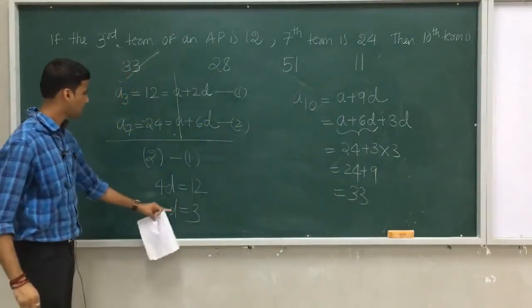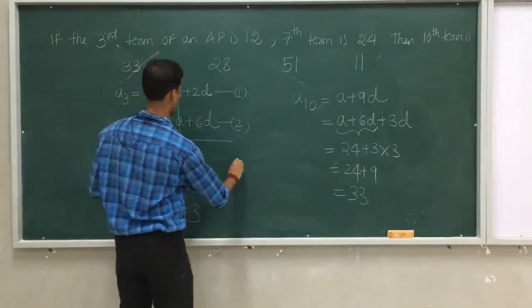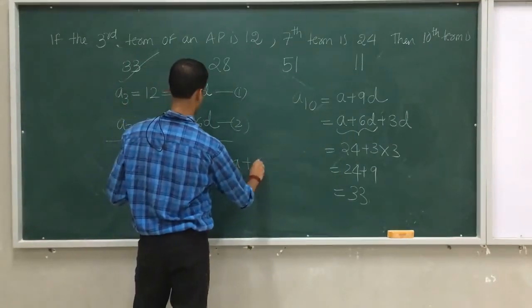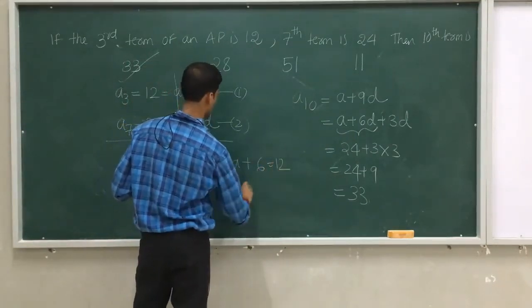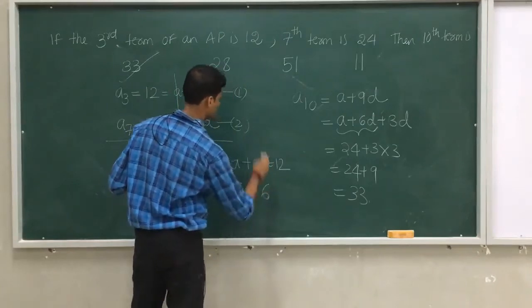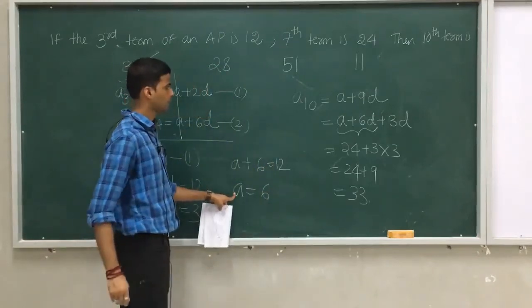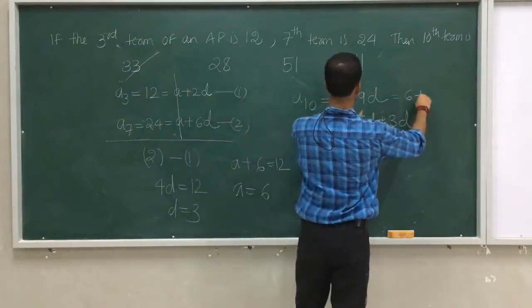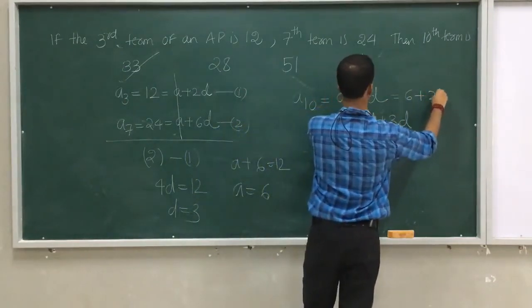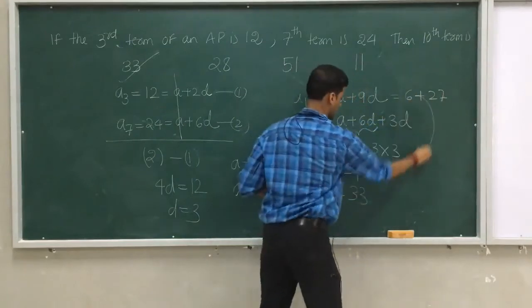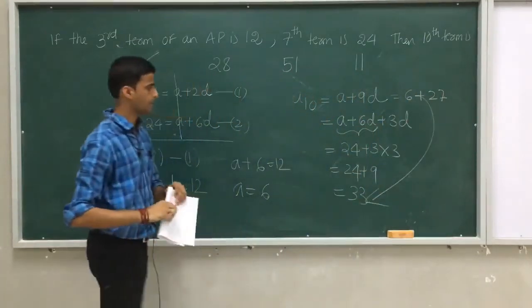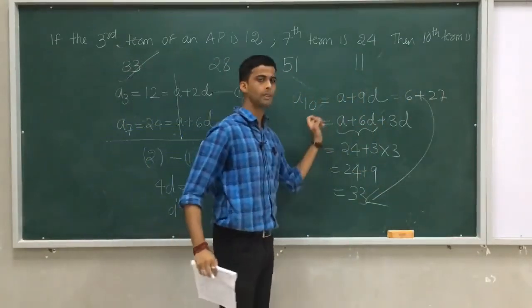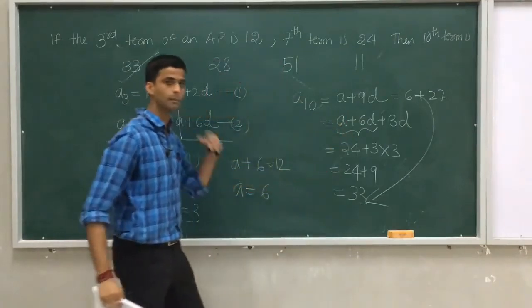Or if you substitute D here, you will get A plus 6 is equal to 12, A equals 6. So if you take A as 6, you can write 6 plus 9 3s are 27, 27 plus 6, again you will get this answer only. But because of this method, I can reduce my 2 steps and I can jump directly to the solution.